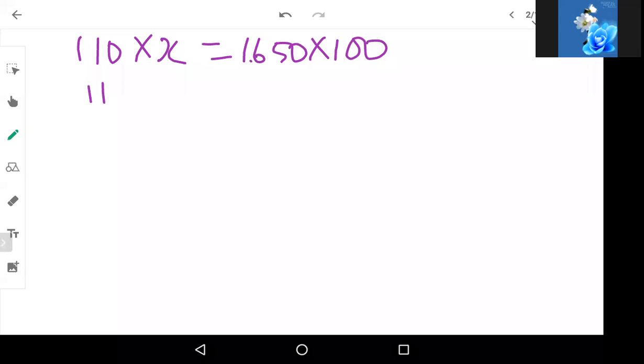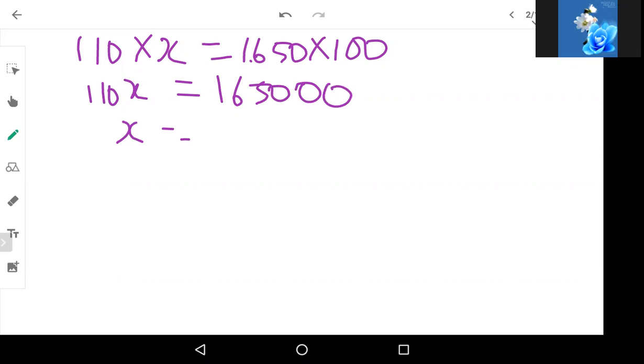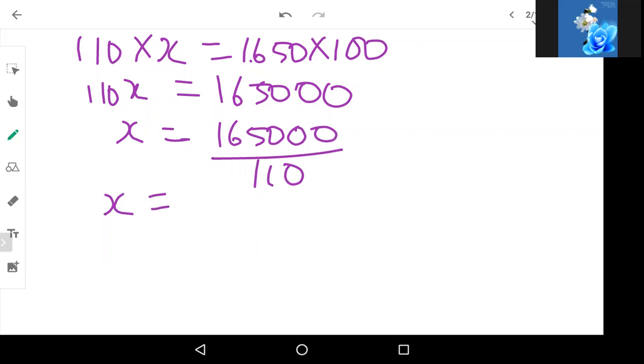Now do the cross multiplication. 110 into x is equal to 1650 into 100. So 110x is equal to 165000. X is equal to 165000 divided by 110. So x will be how much? 1500.